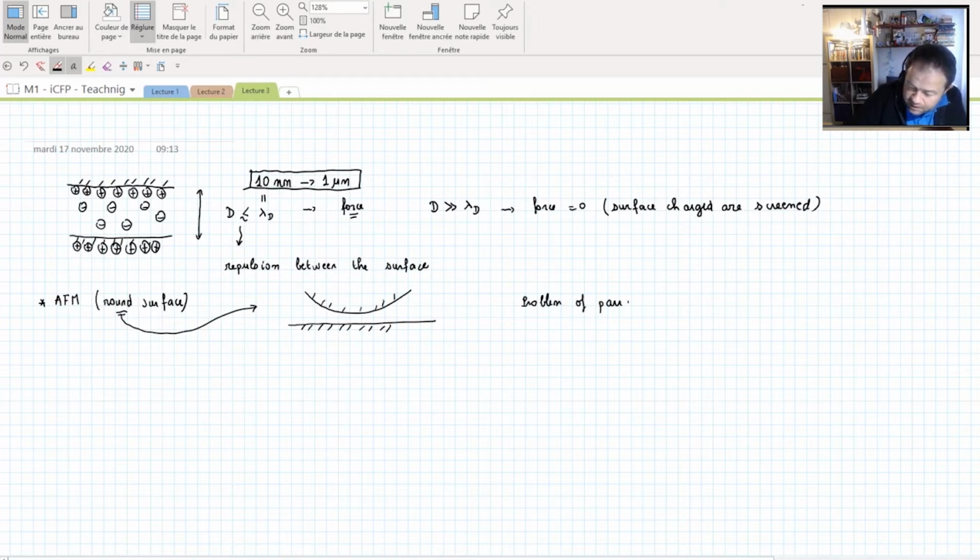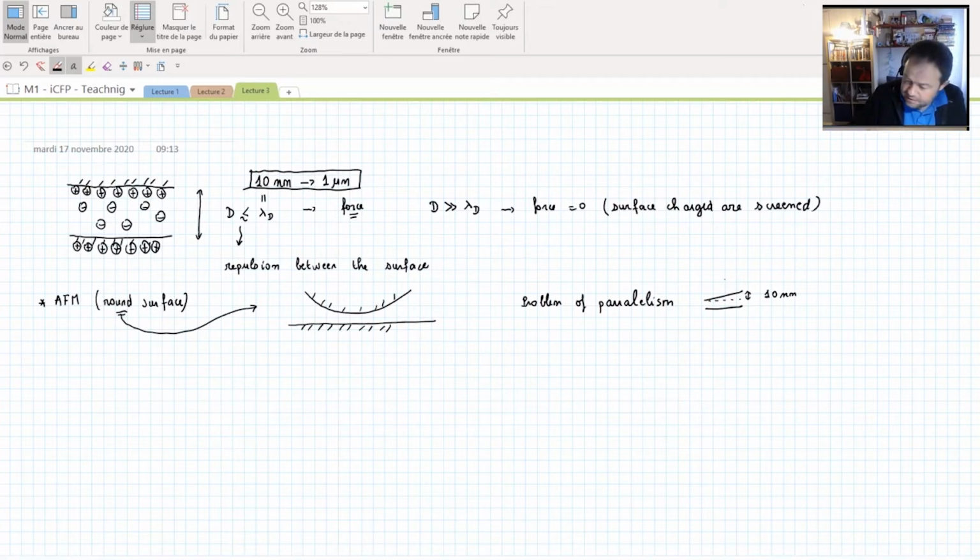It won't be possible at all to control the distance between two surfaces here with a parallelism better than 10 nanometers. So in fact, it's never possible to really measure the force between flat surfaces.